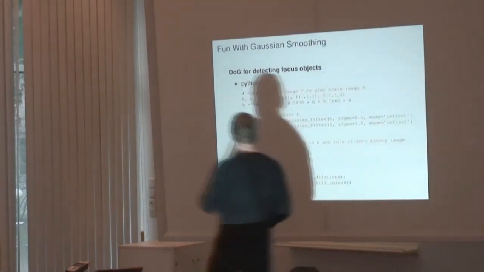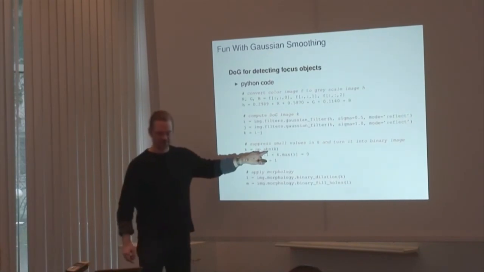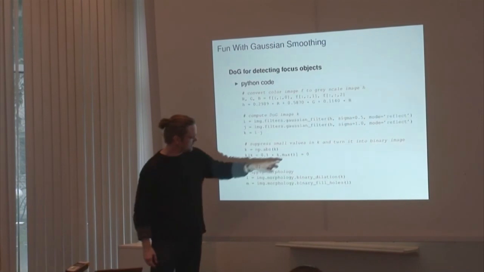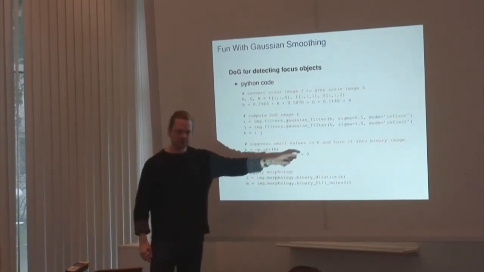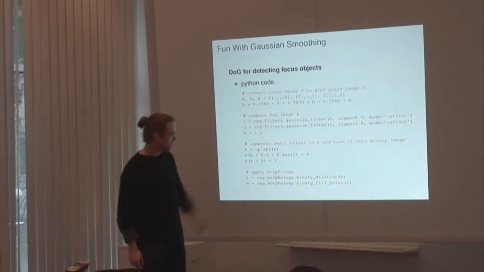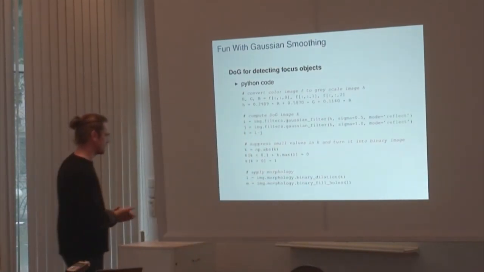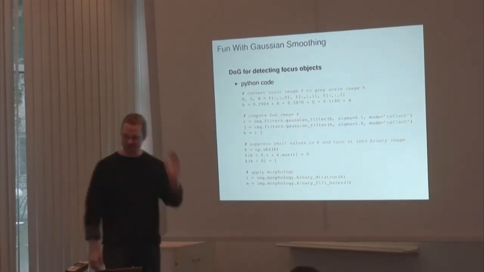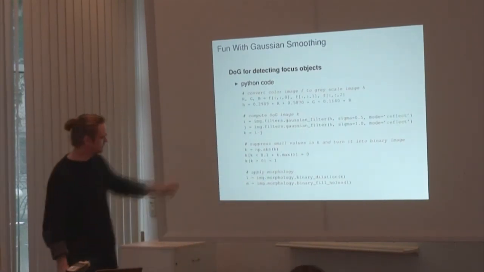I subtract those two, and I call the result k. I compute the absolute values in k, and then I set everything in k that is less than 10% of the maximum value to 0, and everything else to 1. So I turn this into a binary image. And then there's nothing you have to do for yourself anymore, seriously. This SciPy ndimage also has all the morphological operations built into it, so I just use them. There you go.